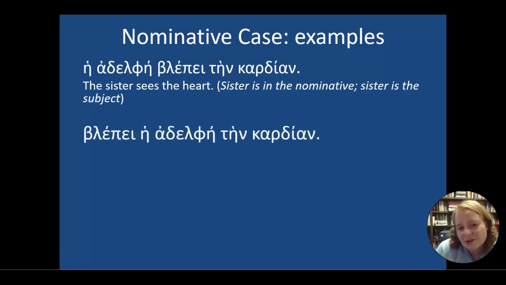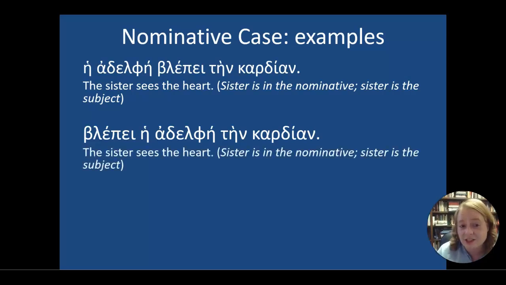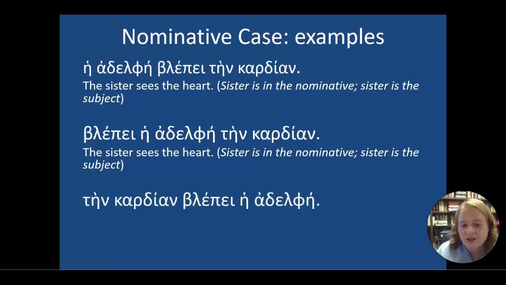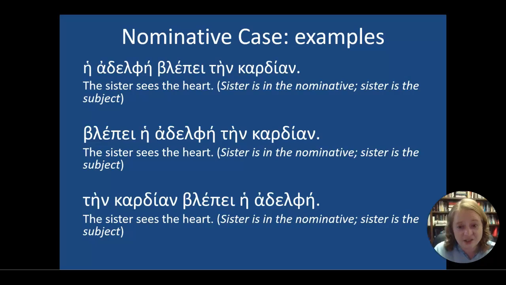But this sentence also says the exact same thing. It's the same words. Look at it for just a moment. If you need to pause it, you can. Blepe, you see that as up above. Hei adelphe, tein, kardian. But the hei adelphe is exactly the same, so the translation is still the sister sees the heart. Here's another one. These are actually still the same words. Tein, kardian. Blepe, hei adelphe. The subject is now at the very end. Hei adelphe. It still means the same thing. The sister sees the heart.